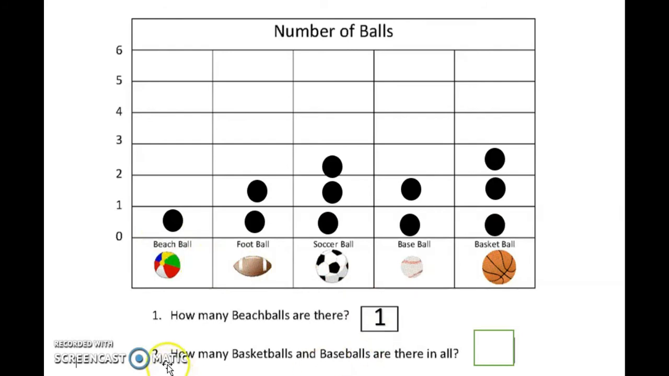The second question asks, how many basketballs and baseballs are in all? So now it's asking for 2 kinds of balls, basketball and baseball. So let's count them together. 1, 2, 3, 4, 5. And we are going to write over here number 5.